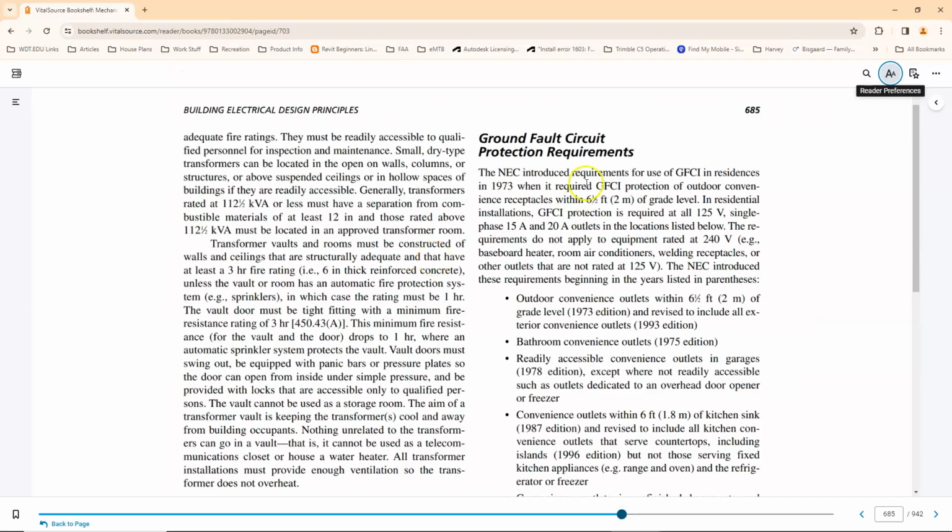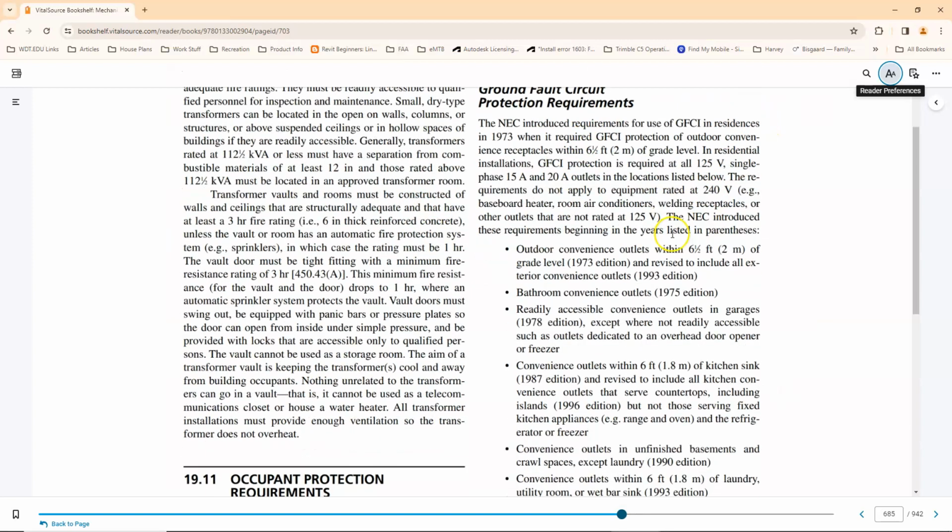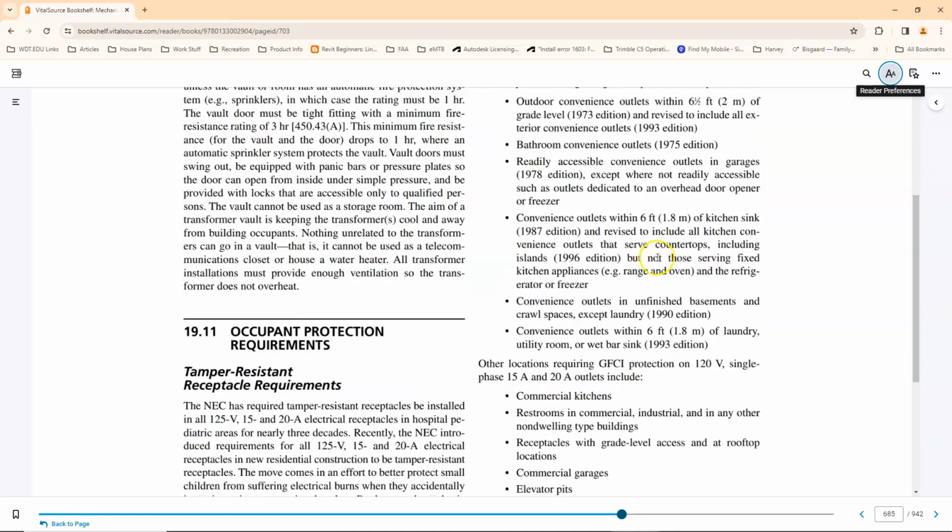So over here in the right column on page 685, you can see that a number of things are listed here. We'll just go through a few. So still outdoor convenience outlets within 6.5 feet. Also now bathroom convenience outlets, that happened in '75.